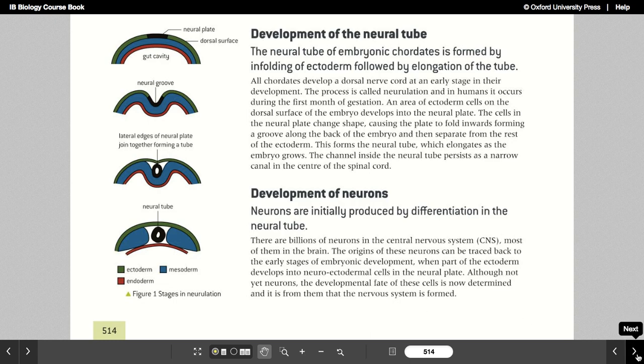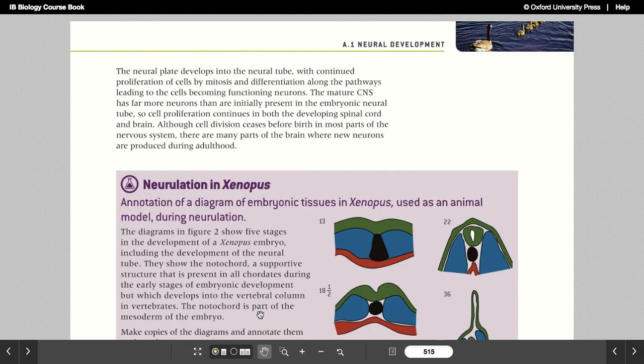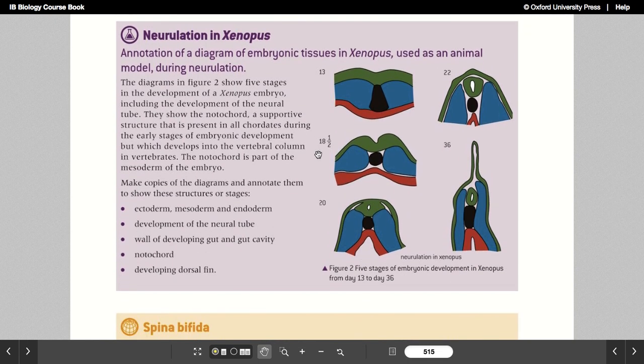Okay, the other thing you guys want to know is that this picture in purple, this is specifically neural tube formation in a xenopus, which is a like African frog or something like that. Okay, so you guys should be able technically to label the ectoderm, mesoderm, and endoderm of this organism. So like we said, ectoderm is the outside, so this is the green one. Endoderm is the inside, that's the red one, and then mesoderm is in between the two layers.